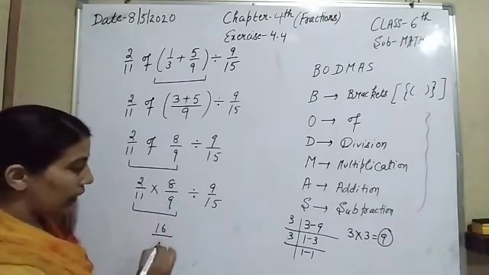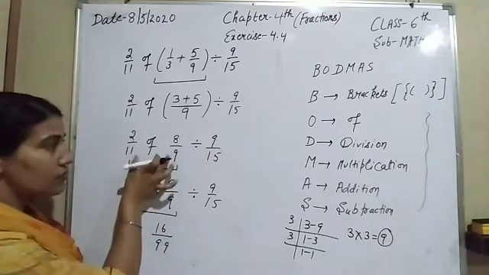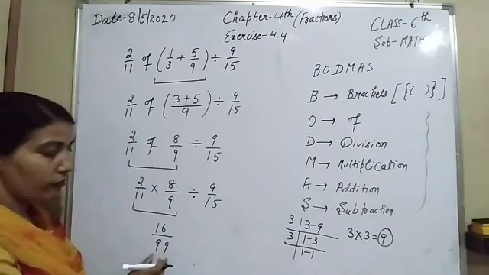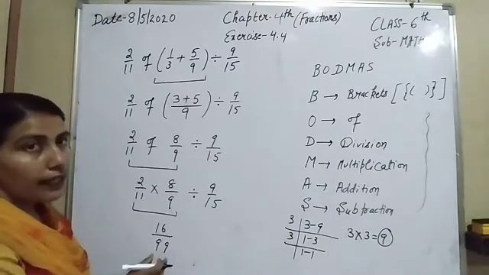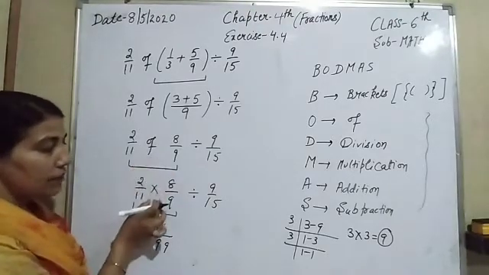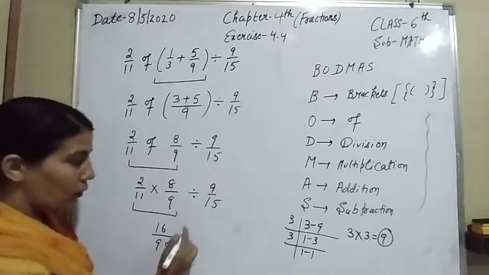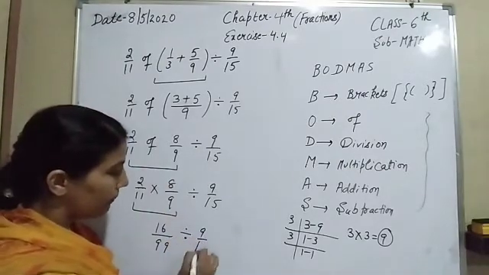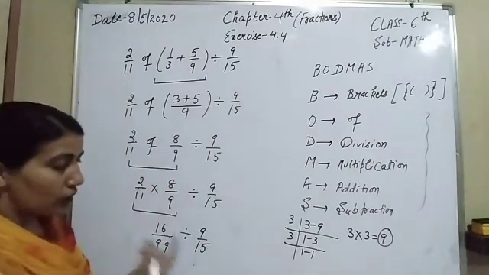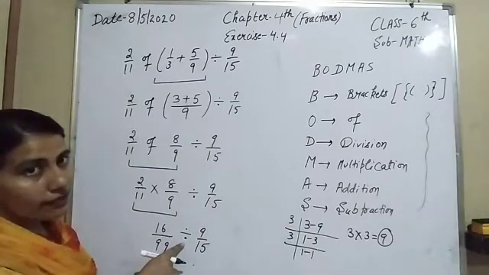and 11 into 9, that is 99. So we have solved this off part and we will get the answer 16 over 99. From this it becomes this and it becomes this. So we have solved this off part. Now after this we have divided by 9 by 15. So the last one we have to solve this division.